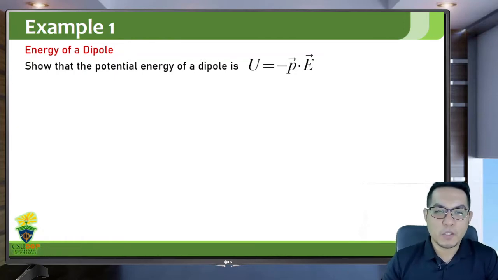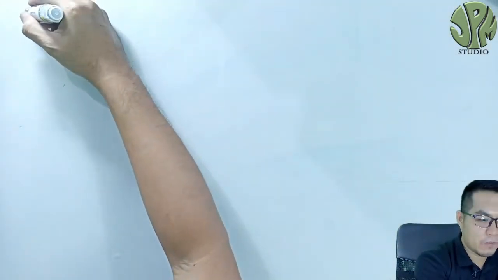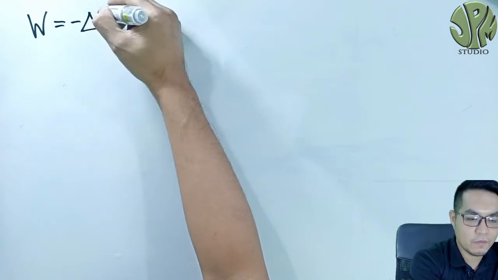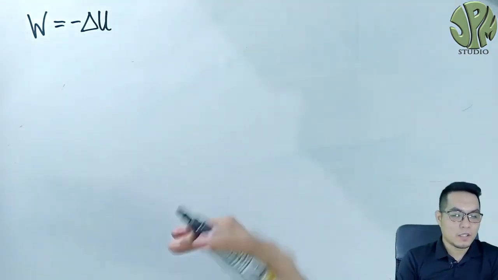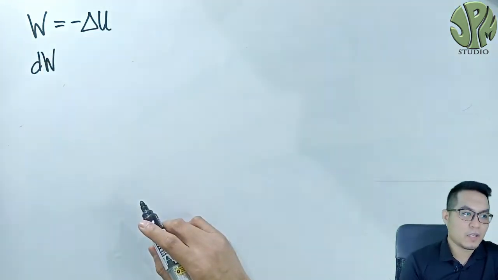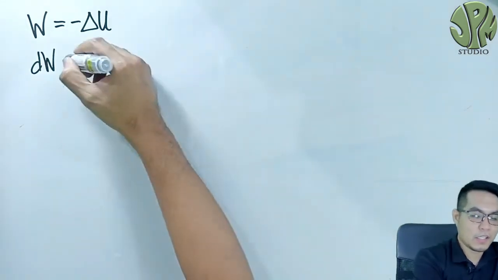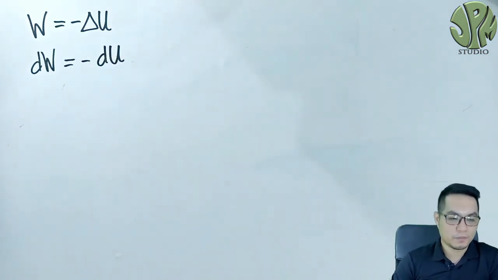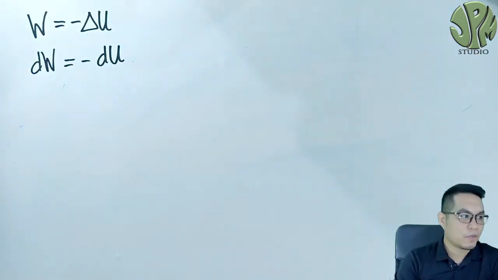So show that the potential energy of a dipole is negative P dot E. I'm just going to use my board mode so that we'll have a lot of space. In your basic physics, you know that the work done by a conservative force is the negative change in potential energy. Therefore, in this case, the work done by, say, the electric field is just equal to the negative change in potential energy of the dipole. So we start with this equation here.